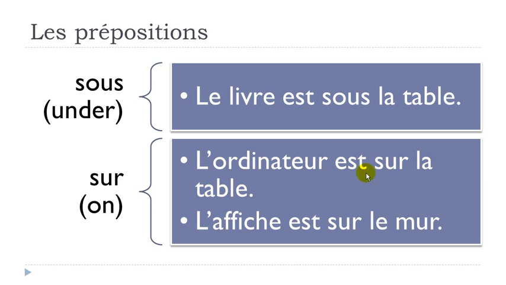The computer is on the table, sur here, but then remember, or keep in mind that it's also possible to use this sur if we're talking about the wall, for instance. So we could say l'affiche, so affiche is poster, l'affiche est sur le mur. Alright, so it could be for la table or any other things like that, and then as well for le mur, okay, sur le mur.